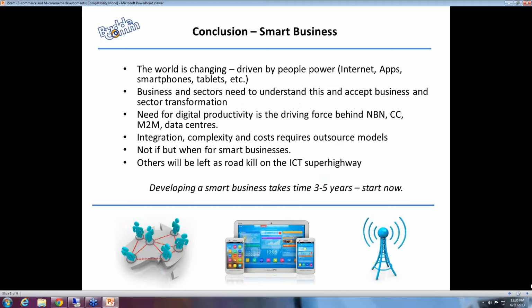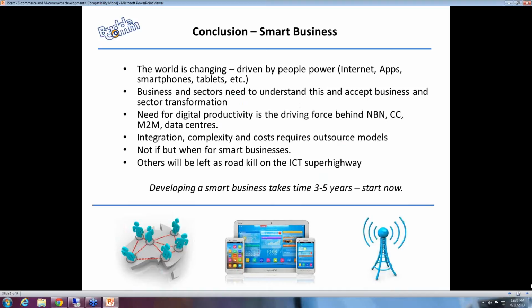Digital productivity, I mentioned that several times. We have to take costs out of the economy, and you can do that by all the technologies that I've mentioned, the national broadband network, cloud computing, M2M, data centers. They are critical in creating the right environment for you and for your businesses to enable you to participate in the digital economy and taking that cost out.